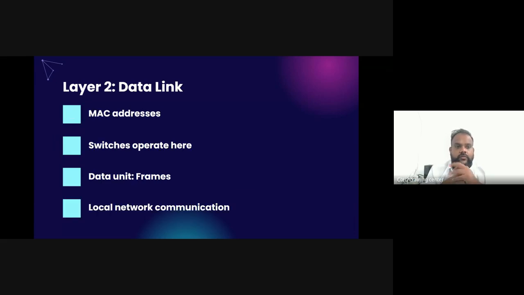When we go on to layer 2, you have MAC addresses, switches operate here, the data unit is frames, and it handles local network communication. Layer 2 handles MAC addresses, and we'll look at MAC addresses slightly further down these slides. If a device cannot communicate inside the local network, it's usually a layer 2 issue. So remember again, if a device cannot communicate inside a local network, it's usually a layer 2 issue.